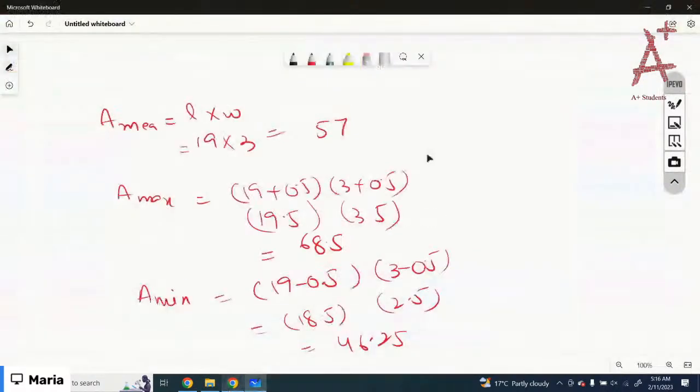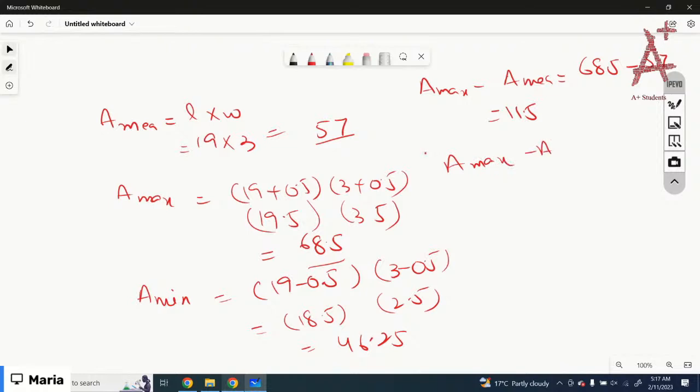Now you have to calculate the difference between the areas. Got it? Just subtract area max minus the area measured. It would be 68.5 minus, here you have 68.5, here you have 57. Okay, so just subtract, it would be 68.5 minus 57. That is 11.5. Now you can subtract area maximum minus area minimum. So it would be 68.5 minus 46.25. That would be 22.25.